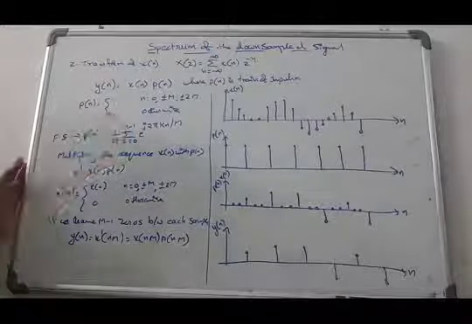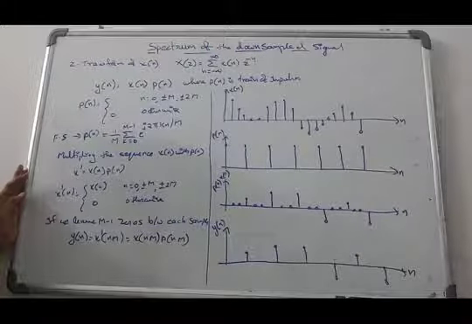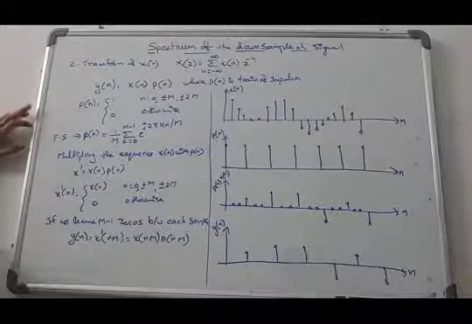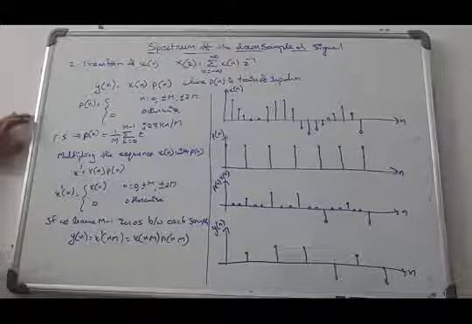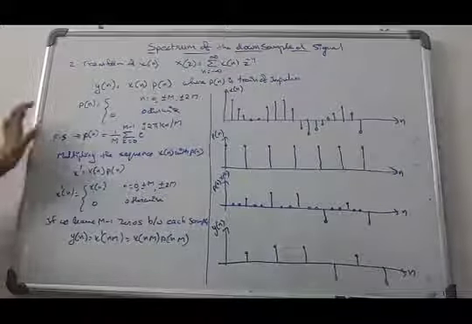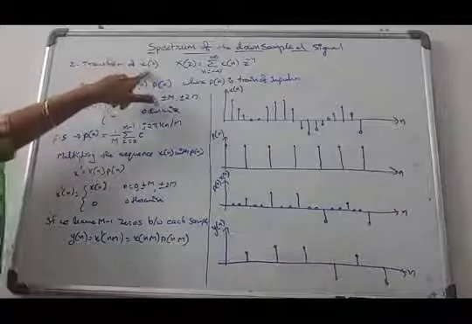So the next topic is the spectrum of the downsampled signal. In this, first you have to know the spectrum of the downsampled signal x of Mn and compare it with x of n. So first, take the Z transform of x of n.